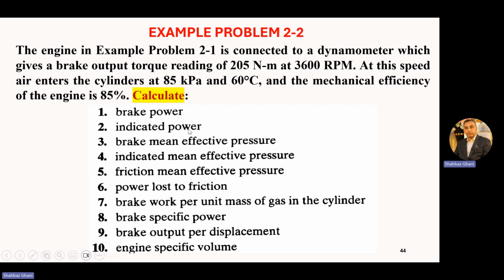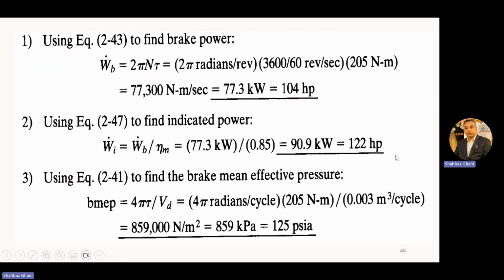Brake power, indicated power, brake mean effective pressure, indicated mean effective pressure, friction mean effective pressure, power loss to friction, brake work per unit mass of gas in a cylinder, brake specific power, brake output per displacement, engine specific volume. Let's find out one by one.